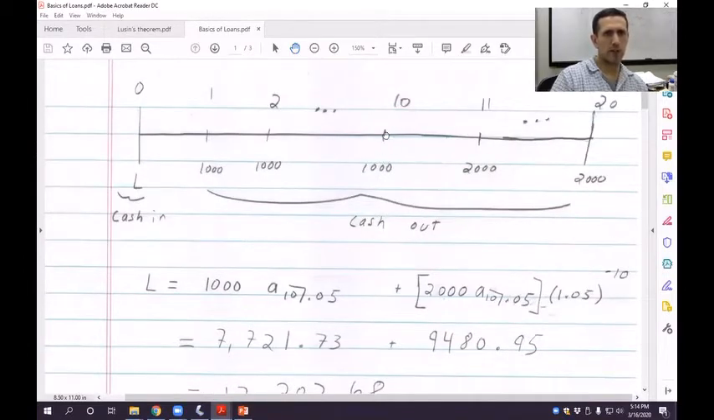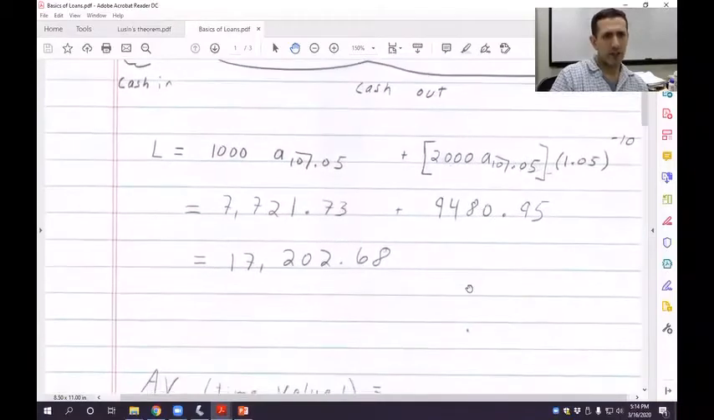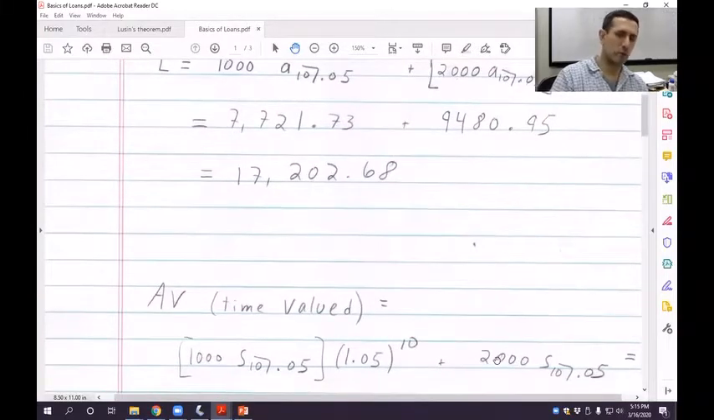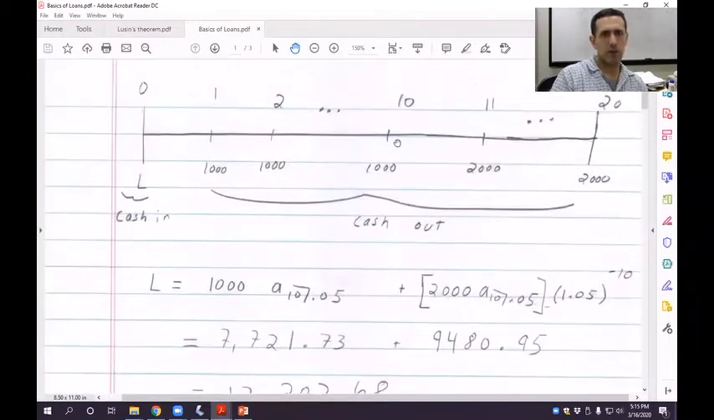So the accumulated value at t equals 10 of the 1,000 payments is 1,000 s angle 10 at 5%, but that theoretically sits in an account and earns 5% interest for another 10 years. So the accumulated value of these 1,000 payments accrues 10 years of interest. So it's 1,000 s angle 10 at 5% times 1.05 to the 10th. And then the 2,000 payments don't accrue any interest after we accumulate them at t equals 20. So again, going from the end of the 10th year to the end of the 20th year, the 2,000 payments accumulate to 2,000 s angle 10 at 5%.